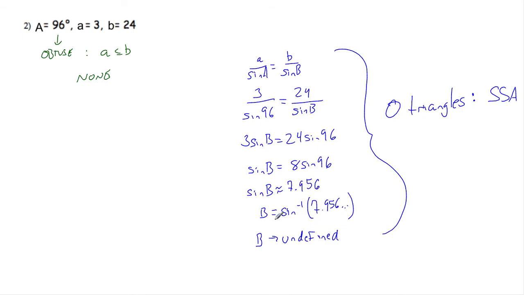Great, but when I take the inverse sine of that, you can't do it. Remember when we did inverse trig functions? This is outside of the domain. So the angle's undefined. Well, there's nothing mathematically wrong with this. It's just that we get zero triangles, and that is possible.